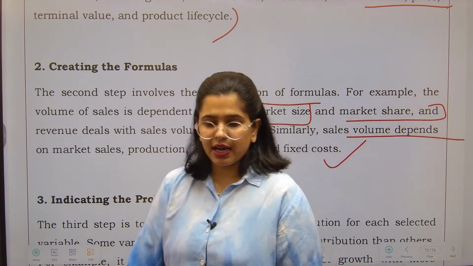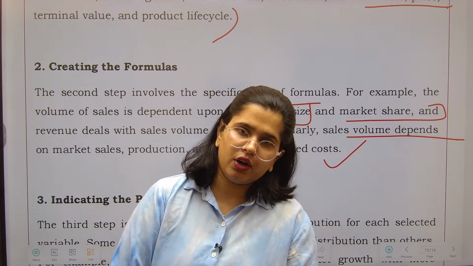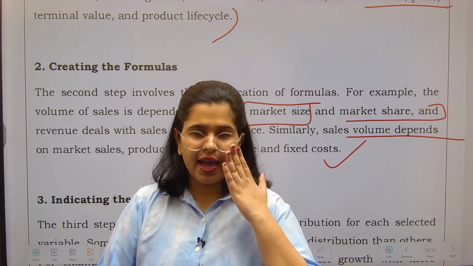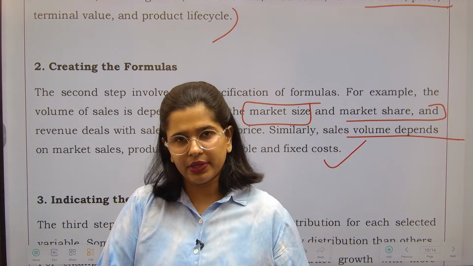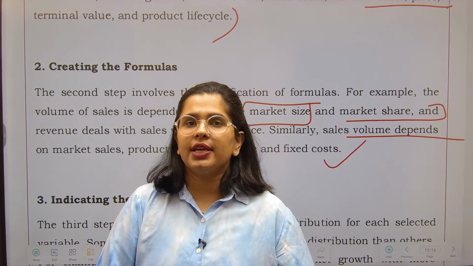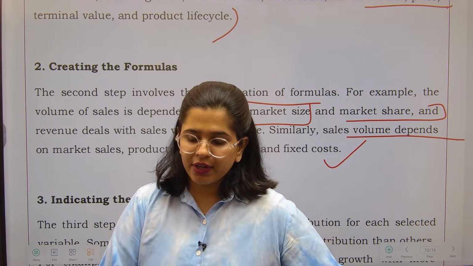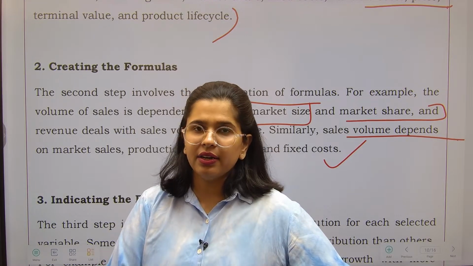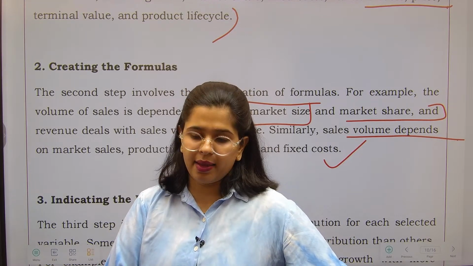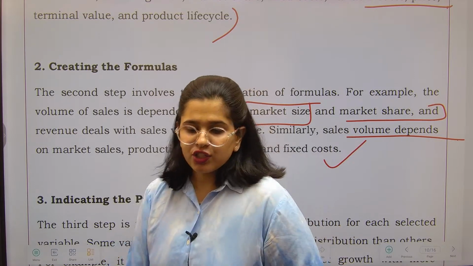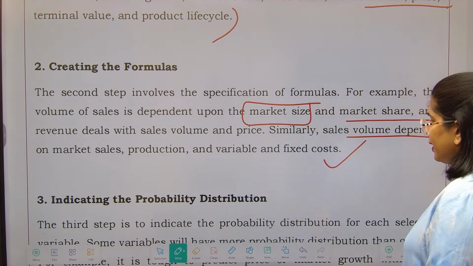So if there is a 10% change in variable cost, अगर मान लीजिए मेरी वेरिएबल कॉस्ट में 10% चेंज है, and I have increased the variable cost by 10%, what is going to be the change in my sales volume because of it? So in the second step, what I'm trying to do is determine the interrelationship between the variables. अलग अलग वेरिएबल्स के बीच में क्या इंटररिलेशनशिप है. Next we have indicating the probability distribution.